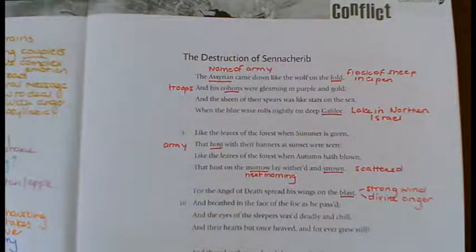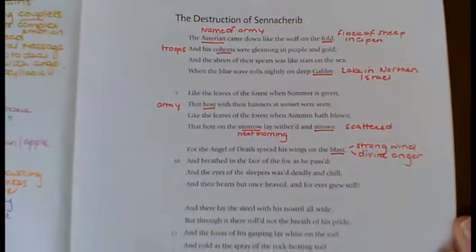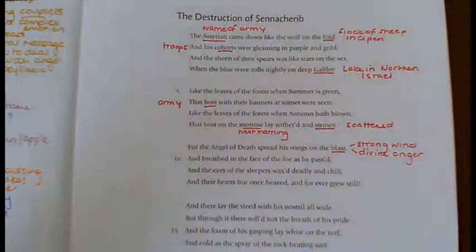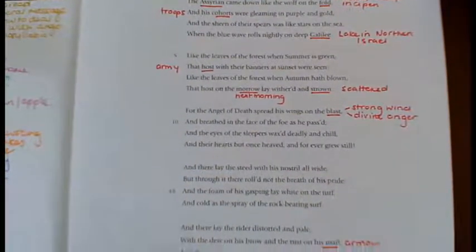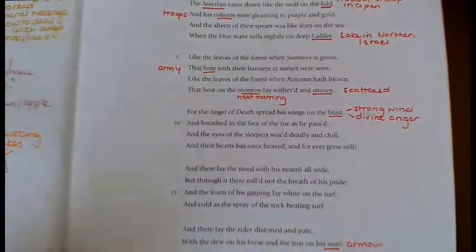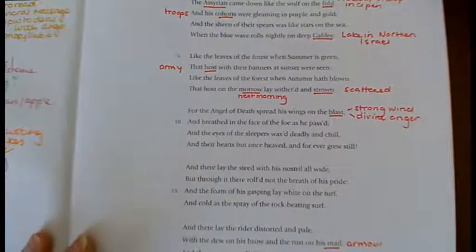And the sheen of their spears was like stars on the sea, when the blue wave rolls nightly on deep Galilee. Like the leaves of the forest when summer is green, that host with their banners at sunset were seen. Like the leaves of the forest when autumn hath blown, that host on the morrow lay withered and strown. For the angel of death spread his wings on the blast, and breathed in the face of the foe as he passed. And the eyes of the sleepers waxed deadly and chill, and their hearts but once heaved, for ever grew still.